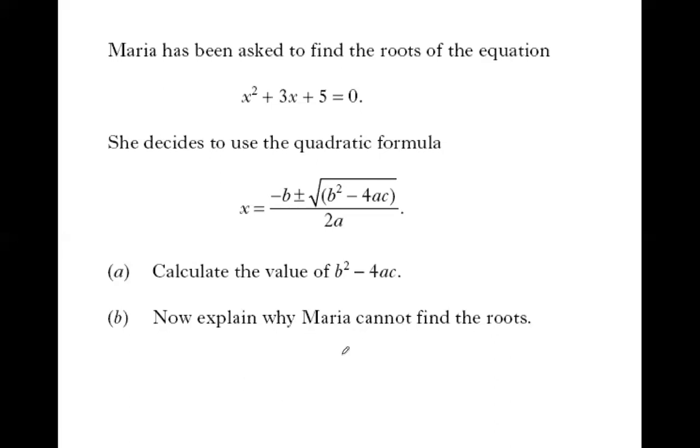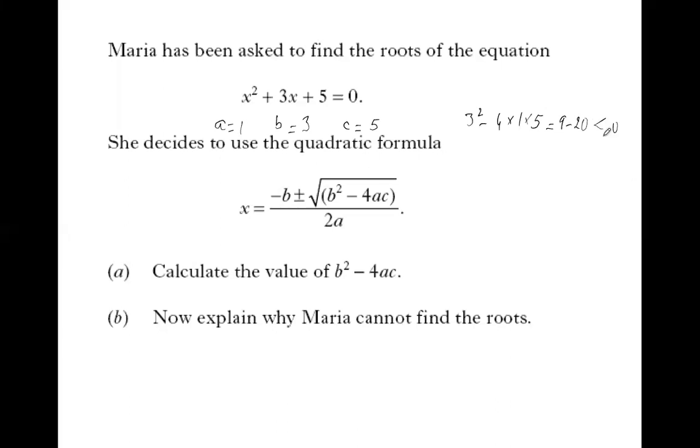The rest is just a few questions and more questions on past papers. So for example, this one: Maria has been asked to find the roots of this equation. She decides to use the quadratic formula, so she's entitled to it. Calculate the value of b squared minus 4ac. So you would just go, okay, a equals 1, b equals 3, and c equals 5. You would do 3 squared minus 4 times 1 times 5, and that's 9 minus 20.